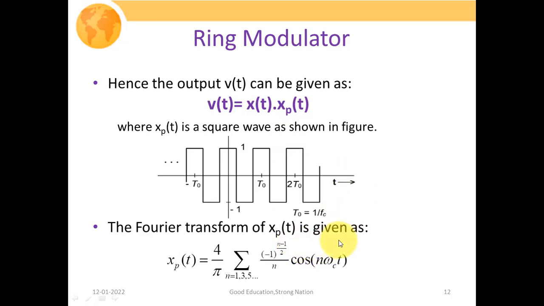So the Fourier series of xpt would be given as 4 upon pi, only odd harmonics are there, summation of minus 1 to the power n minus 1 upon 2, upon n, cos of n omega ct. This is the Fourier representation of this rectangular pulse. Here one thing should be noted, that the peak value of this pulse is unity, so it will not affect or alter the amplitude of your signal.